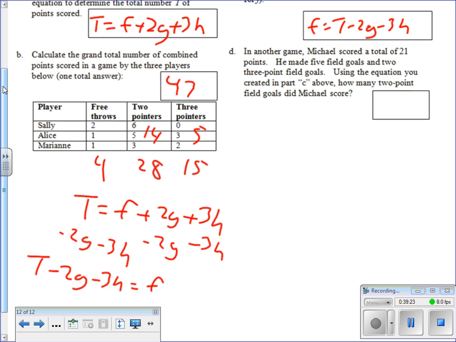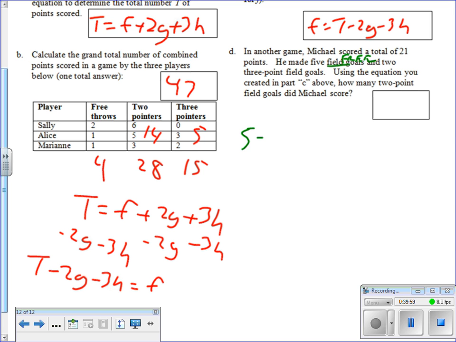In another game, Michael scored a total of 21 points. He had 5 field goals and 2 3-points. How many free throws did he get? 5 field goals, 2 3-point goals. Should say 5 free throws. How many 2-points did he get? Does that make sense? This is a typo. Yeah, 5 free throws. Okay.